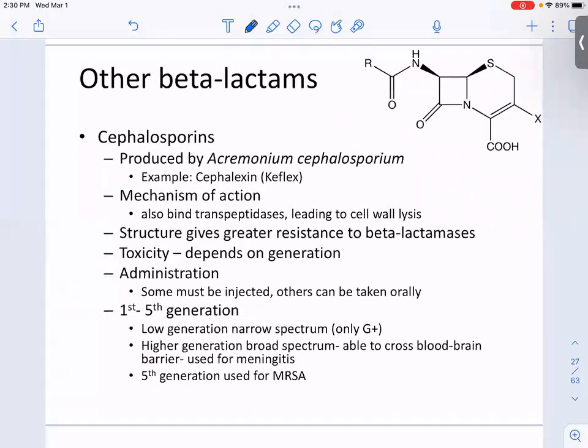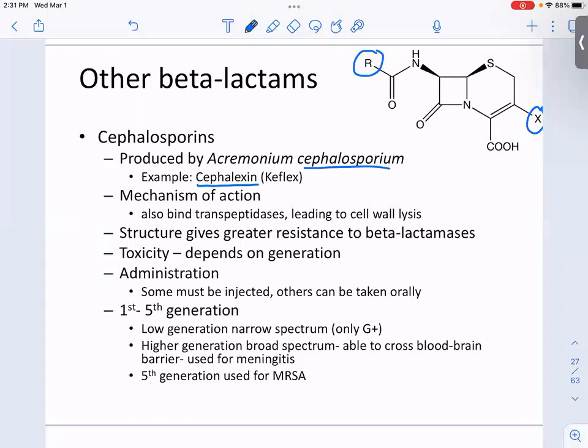Other beta lactams. Cephalosporins are in wide use, and there are many, many different cephalosporins. They have 2 side chains that are variable that we've monkeyed around with a little bit. They're produced by the fungi Acremonium cephalosporium. That's why we call them cephalosporins. And all the cephalosporins start with that prefix ceph. So cephalexin is an example. Ceftriaxone is another one. So again, you see that's CEPH, and that's a cephalosporin.